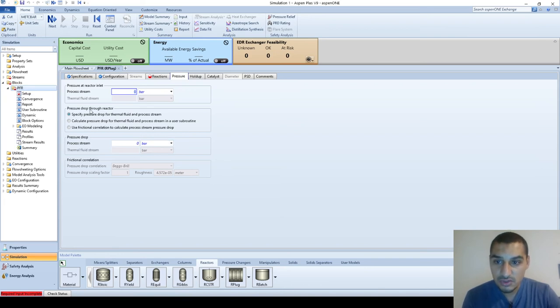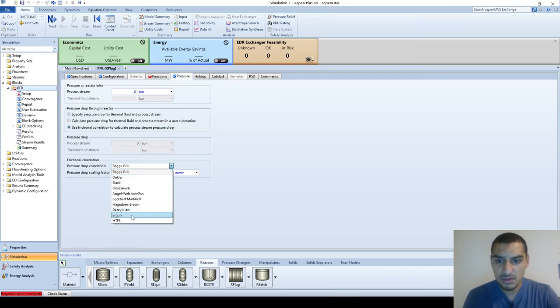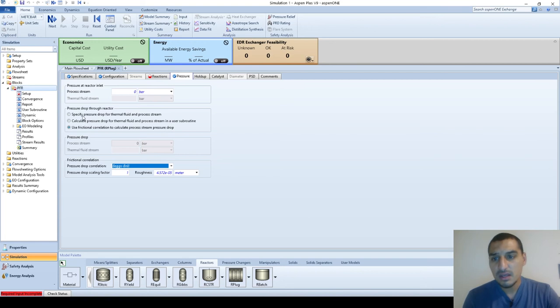This part, the pressure drop through the reactor, is the pressure losses inside the reactor due to the flow in the tubes and through the catalyst, if there is catalyst, and so on. You can specify the pressure drop for the thermal and the process streams, or you can calculate them using a subroutine. You will find more options here, or you can use a correlation if you know one you would use, like the most famous equations that I personally know, the Darcy and Ergun equations. Anyway, I'll keep it as this option.